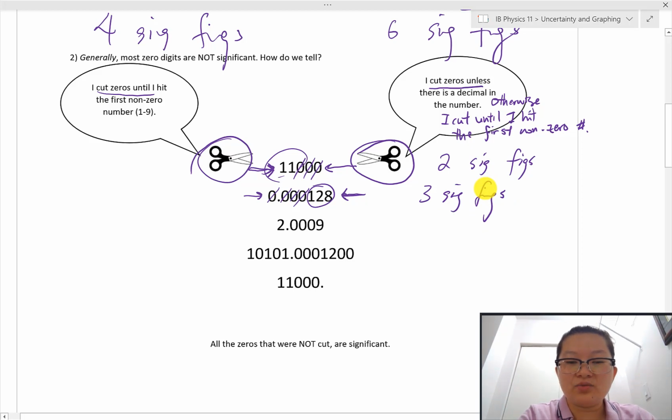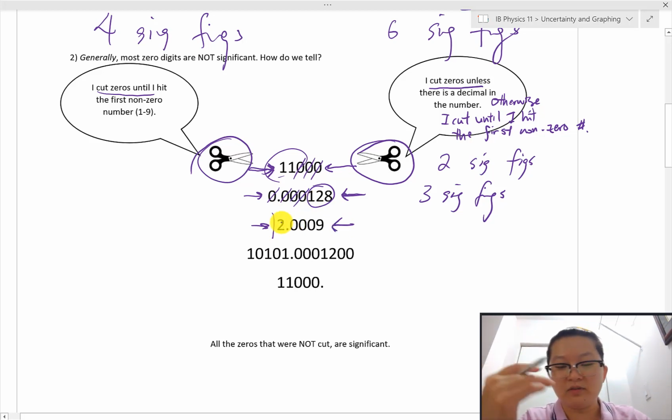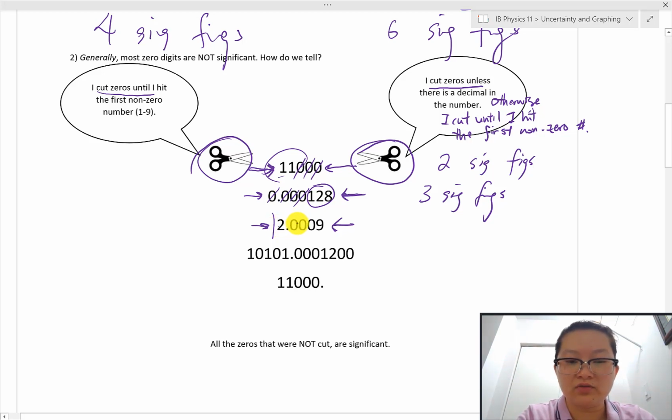Next one. I have 2 scissors that are going to try to cut. This one says, oh, whoops, there's a number, I stop, I don't cut. This scissor says, there's a decimal in the number, I don't cut either. Both of them go for a break. We count the numbers: 1, 2, 3, 4, 5. 5 sig figs. Do you want to do the next one, or the next one after that?